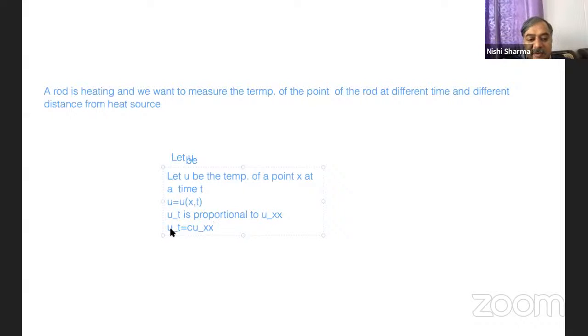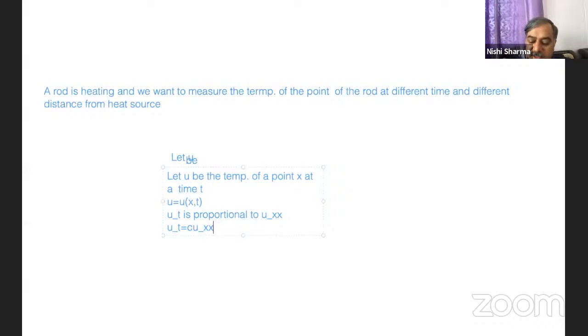Now here you have one unknown. If you have done word problems, what we look for is how many unknowns you have, because we wish to have the same number of equations. Here one unknown is there, so we have one equation, and we are able to solve this problem. Once we solve it, we will have the temperature of the rod at different times and different points. So we have converted the original problem into a mathematical problem.